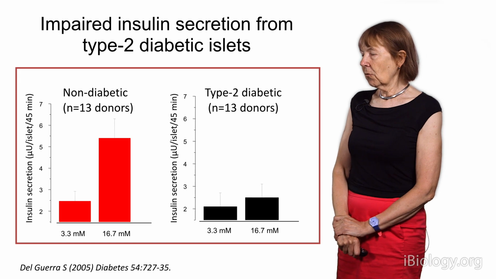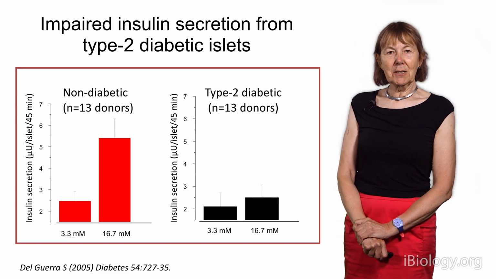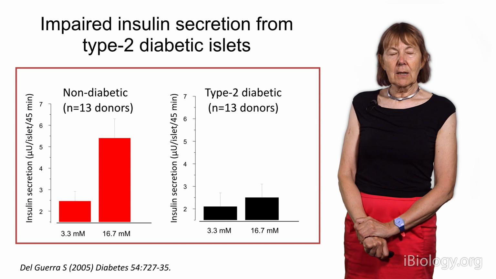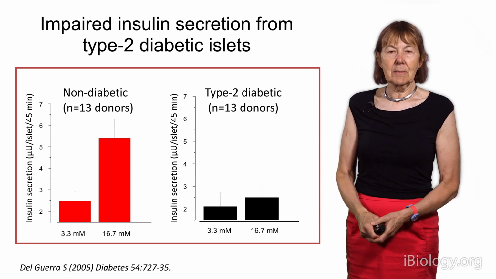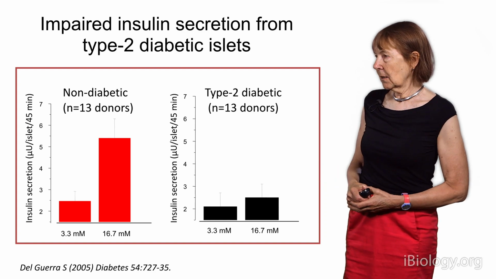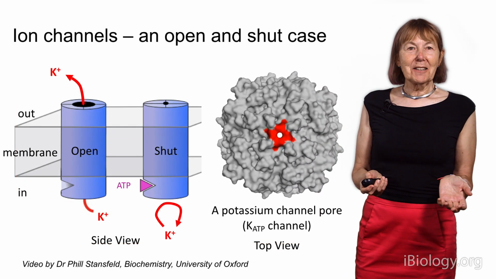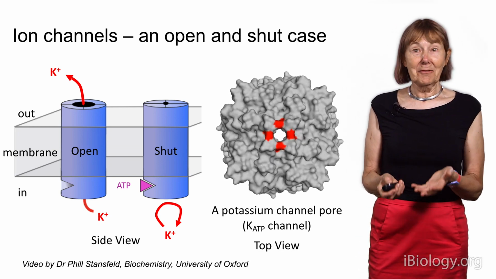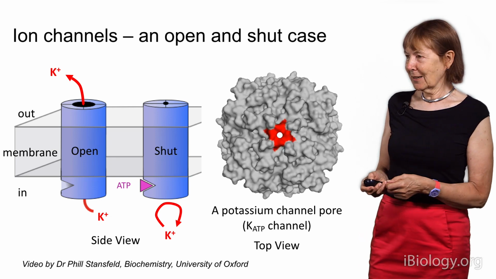But if you have a look on the right, where we're looking at the islets from the type 2 diabetic donor, you'll see that there's almost no increase in response to glucose. And this is the reason why insulin secretion is impaired in the whole organism. It's simply not being released from the pancreatic beta cells. And it turns out that an ion channel, known as the ATP-sensitive potassium channel, my favorite ion channel, plays a very important role in this process.